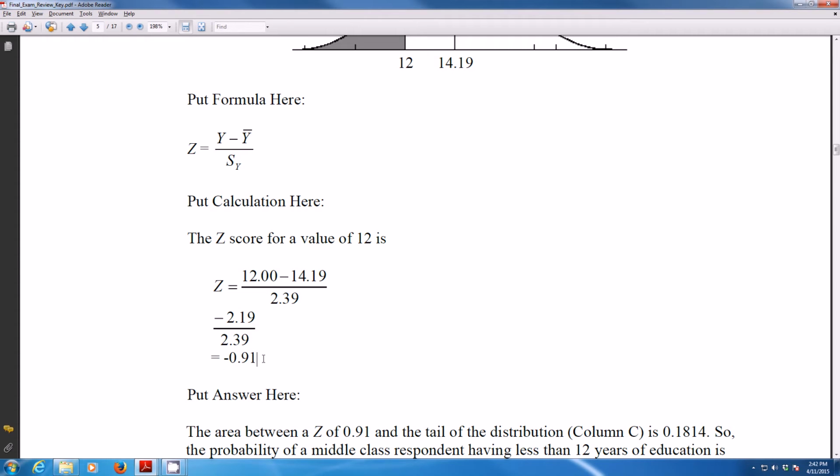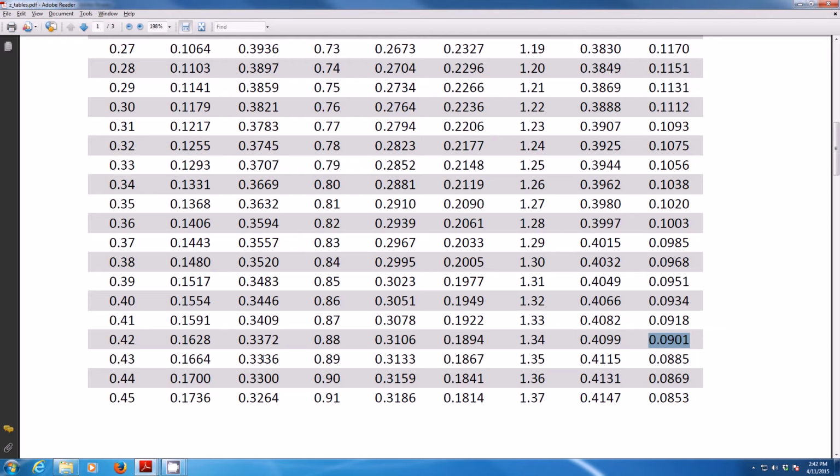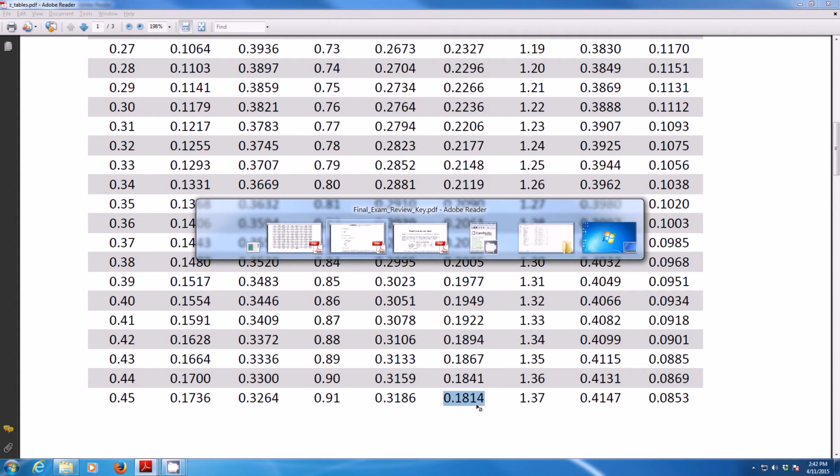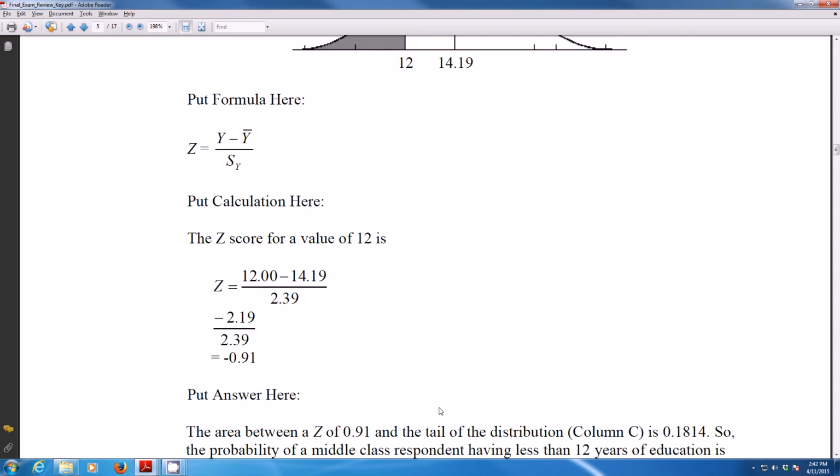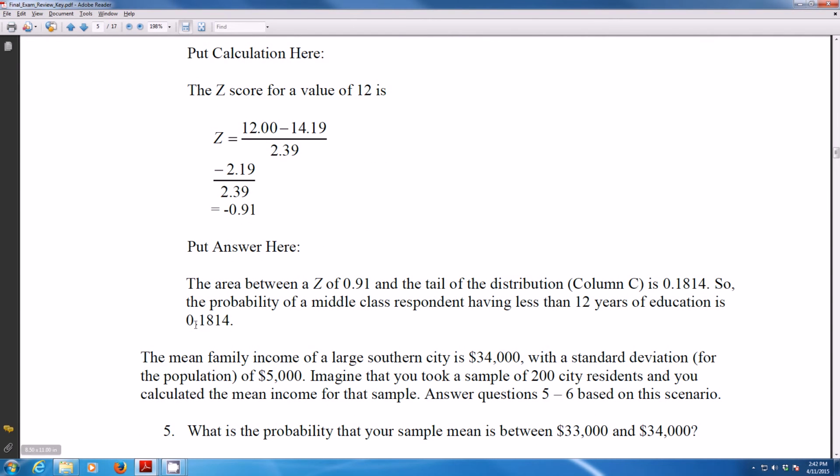So again, there are no negative z-scores listed in the standard normal table. We'll look up the positive z-score because it's symmetrical. And we're going to look at column C. So we're going to find 0.91, and that's here. The column C value there is 0.1814. And so the answer to our question basically is 0.1814. Or we can say that the probability is about 18.14%.